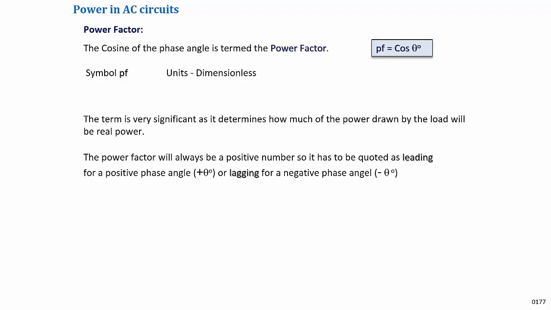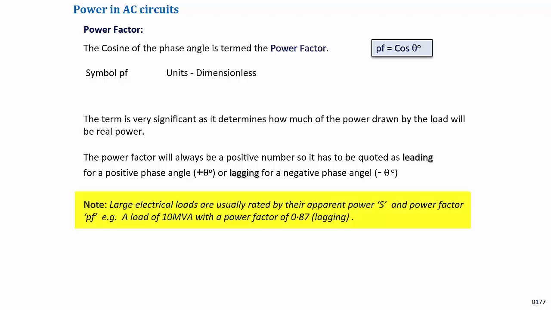Since the maximum value of the phase angle will be plus or minus 90 degrees, the power factor will always be a positive number, so it has to be quoted as a leading power factor for a positive phase angle or as a lagging power factor for a negative phase angle. Note, large electrical loads are usually rated by their apparent power S and power factor PF. For instance, a load of 10 MVA with a power factor of 0.87 lagging.